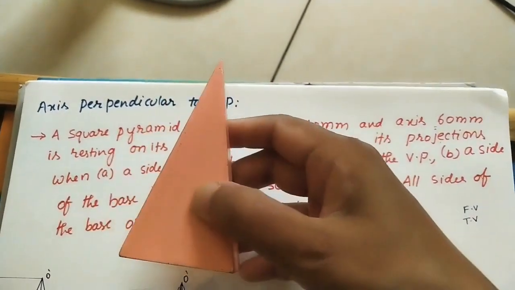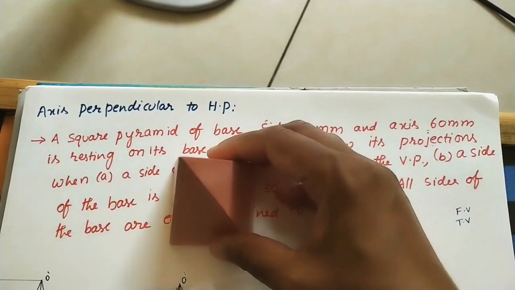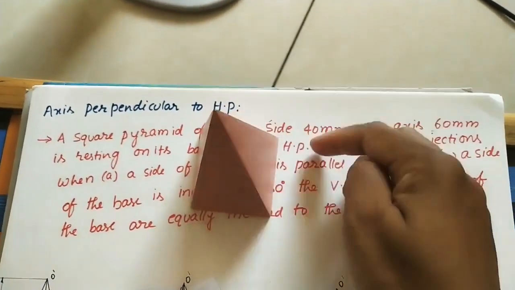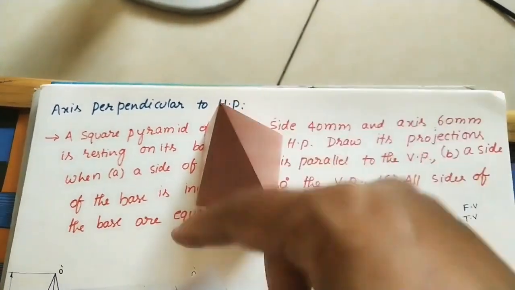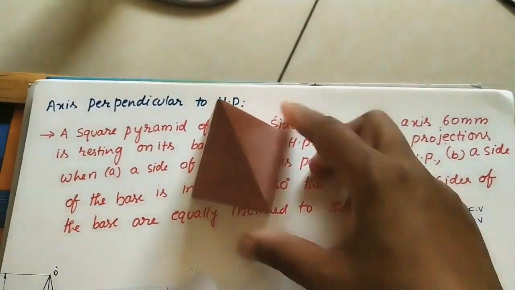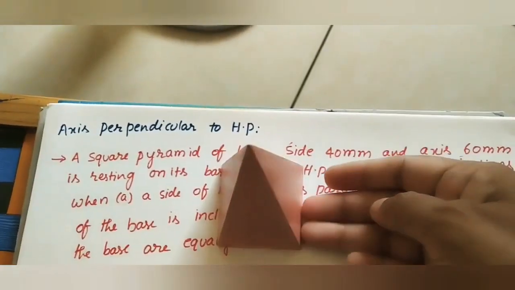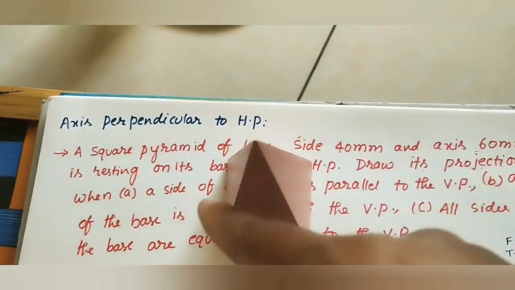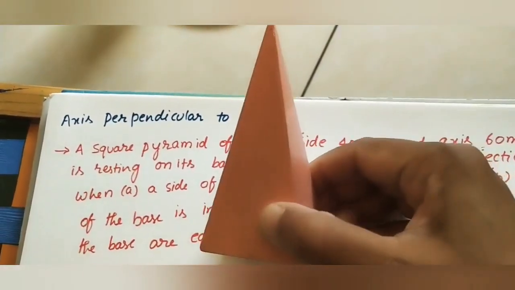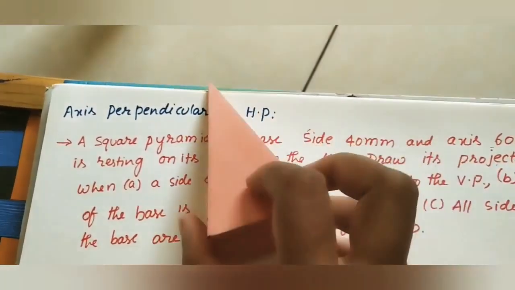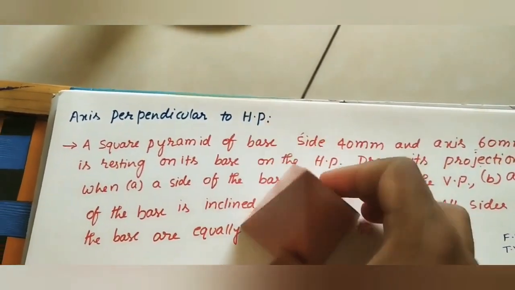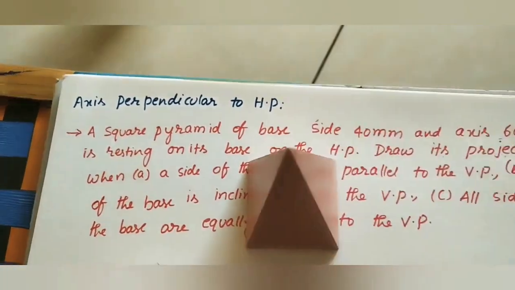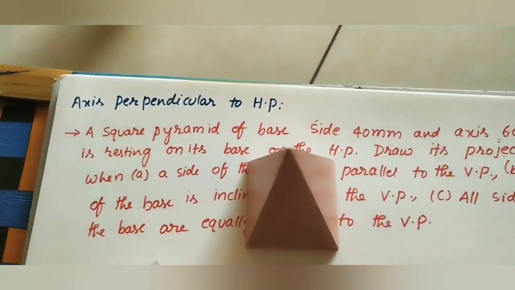And the axis, meaning the height of this pyramid, is 6 centimeters. As we know, for this square pyramid the base is one square and the apex is connected with slant edges, like this. These faces look like triangular faces, and the square base and apex are connected with the triangular faces. How many triangular faces are there? Four triangular faces: 1, 2, 3, 4. Now this is the given pyramid. For this we need to do the top view and the front view of the pyramid. Projections we have to do.